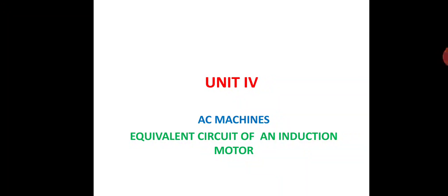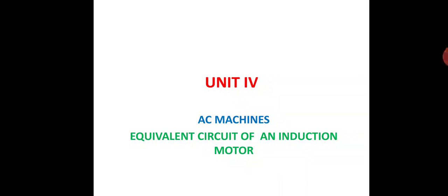Today I am going to give a lecture on the equivalent circuit of an induction motor. So far we have discussed the basic construction of the induction motor, how it works, and how the rotating magnetic field is created in an induction machine, and basic terms related to the induction machine, that is slip, synchronous speed and rotating magnetic field. Next we will see the topic equivalent circuit of an induction motor.